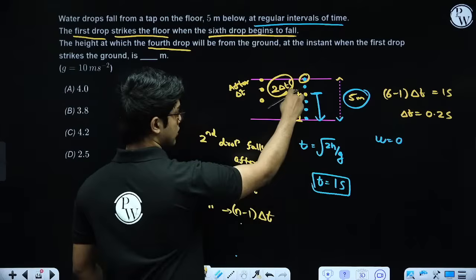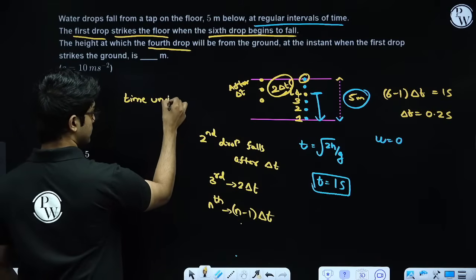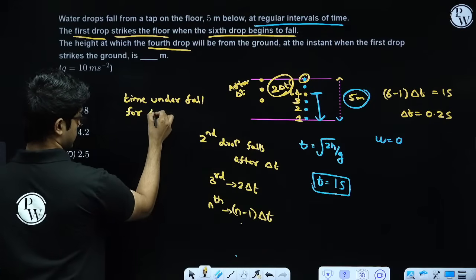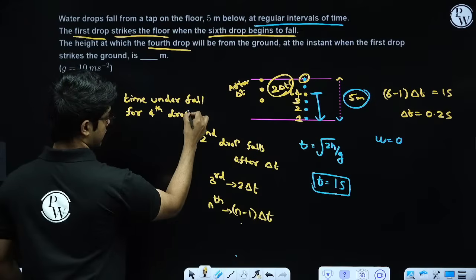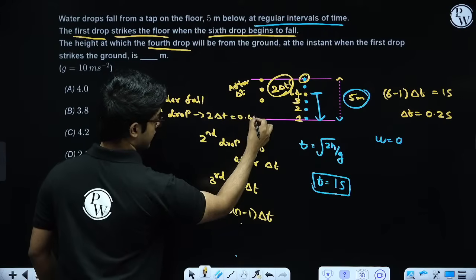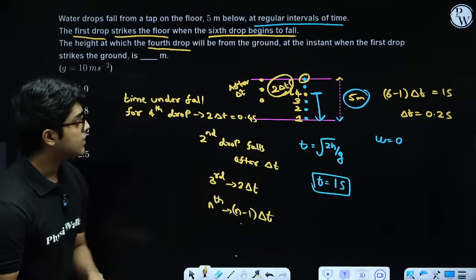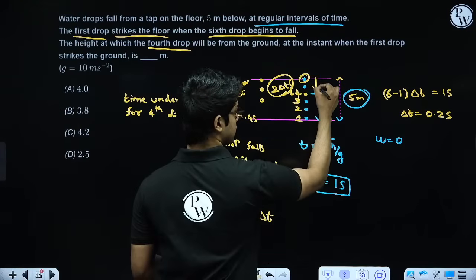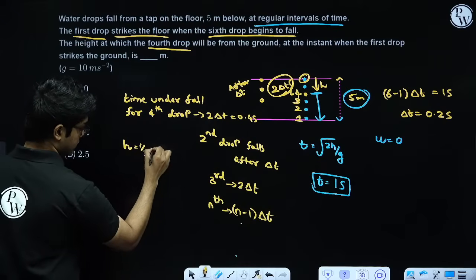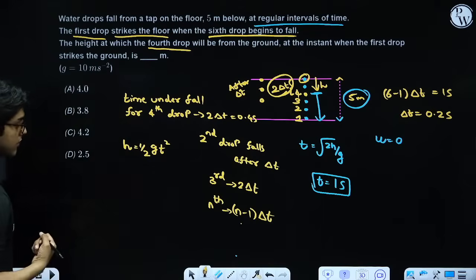So the time under fall for the fourth drop is 2 delta t. Okay, and 2 delta t is 0.4 seconds. So if we have a ball that falls from rest for 0.4 seconds, the height it falls by, let's call it h, can be figured out using half g t square, right? It falls from rest, so the height fallen is half g t square.